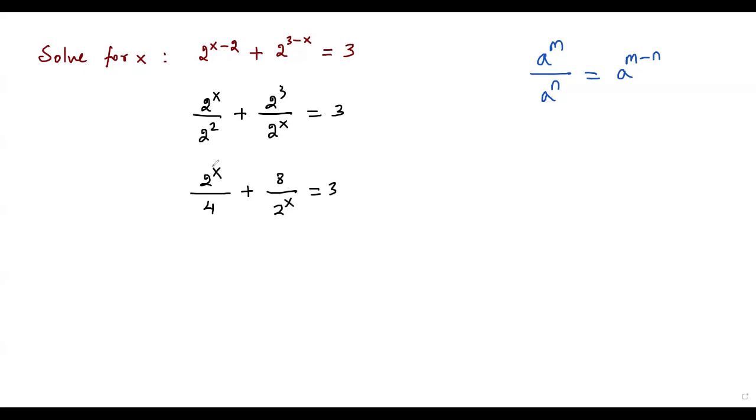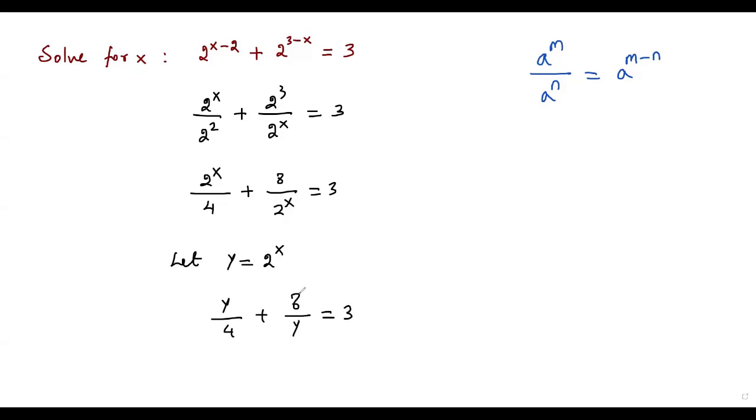Here in this equation, I find 2 to the x power in both places. So what I can do is substitute a new variable for this 2 to the x power. Let me assume y equals 2 to the x power. To make the solving process easier, I substitute a new variable y for 2 to the x power. Then the equation becomes y over 4 plus 8 over y equals 3.